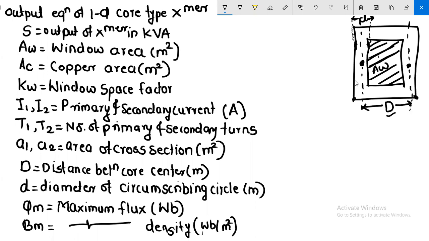Then another one, A suffix small i. We mentioned A suffix small c, which is the copper area. Then A suffix small i stands for the iron area present in the transformer, which is measured in meter square.